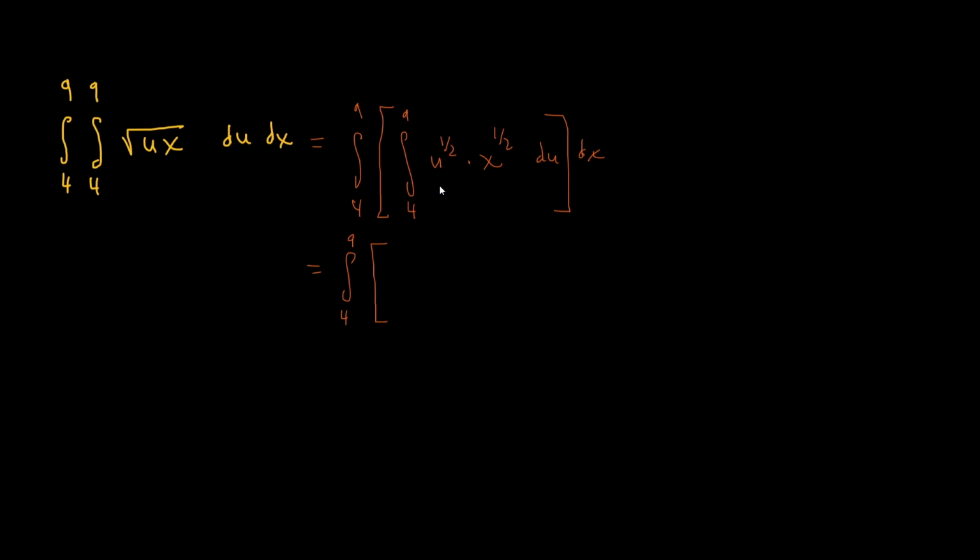So u to the 1/2 integrated will be u to the 1/2 plus 1, which is 3/2, and that will go in the bottom. And we just simplify this and we will get 2/3. Okay. And let's break down the x to the 1/2. It's going to be from 4 to 9.